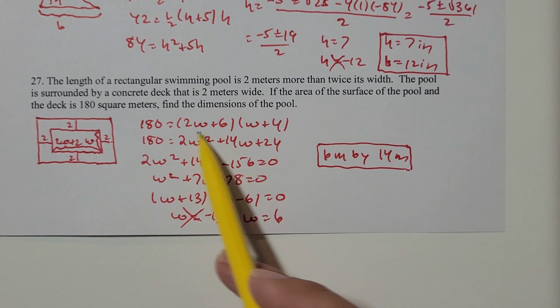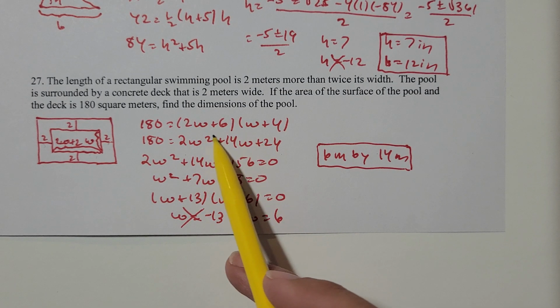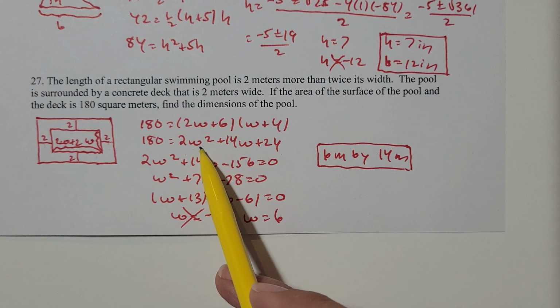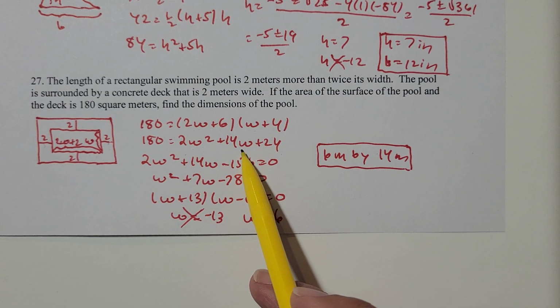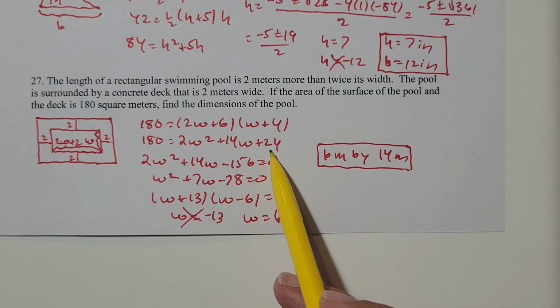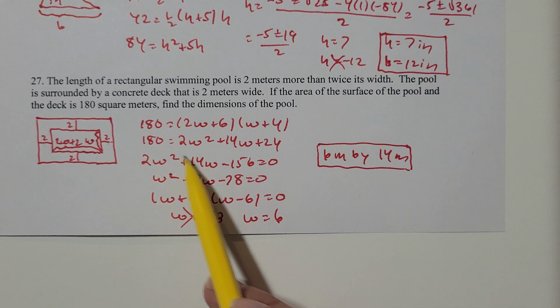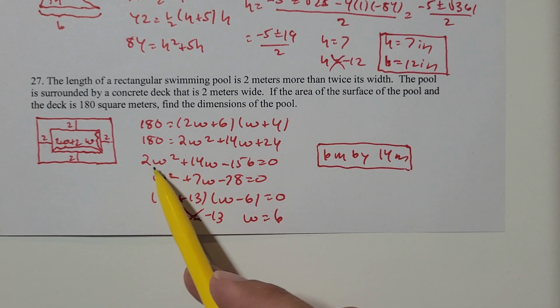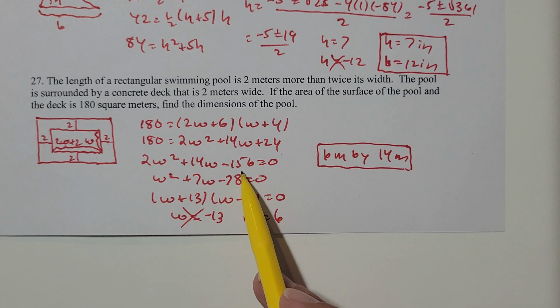Area equals length times width. This is the start equation I'd be using to solve. If we FOIL this out, 2W times W is 2W squared. 8W plus 6W is 14W in the middle. And then 6 times 4 is 24 at the end. That's all equal to 180. Let's subtract 180 from both sides. So I get 2W squared plus 14W plus 24 minus 180, which is negative 156, equal to 0.